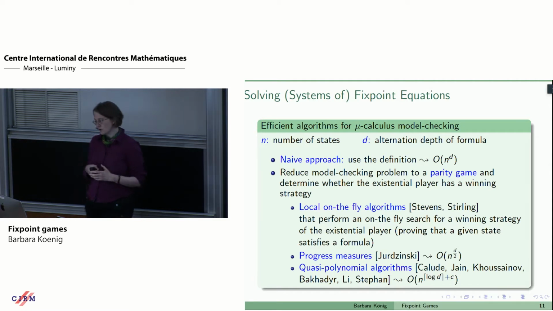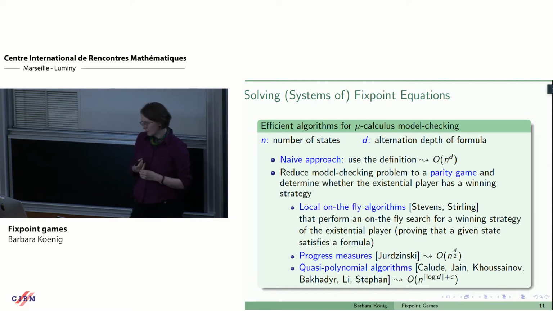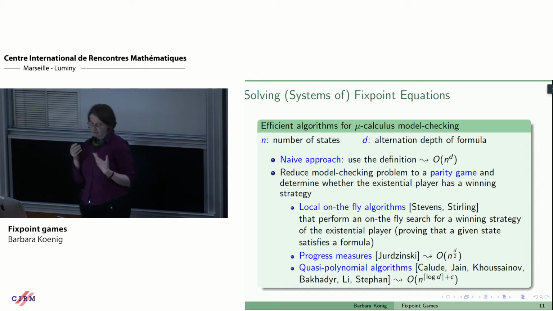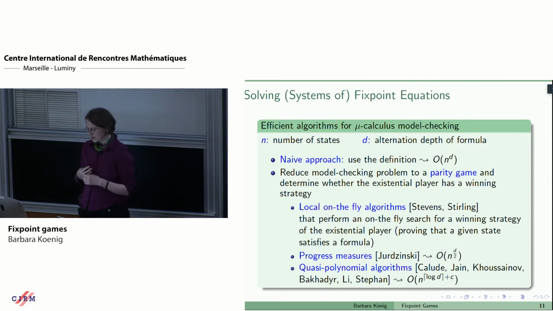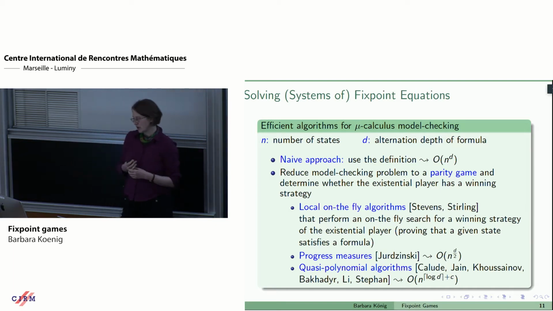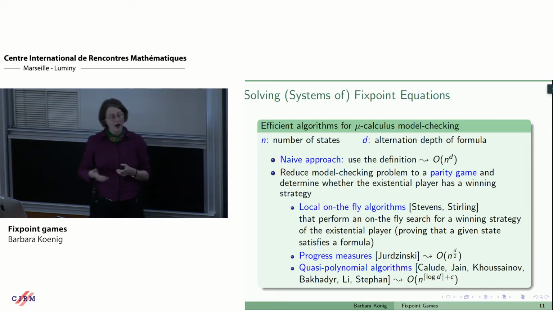Or you can reduce model checking to a parity game, as I already said, and then determine whether the existential player has a winning strategy. And then there are several variants of what you can do. There are these local on-the-fly algorithms that basically construct this parity game on the fly and search for a winning strategy of the existential player. They're not really known for very good complexity, but often, since they have this lazy on-the-fly approach, they can be quite efficient.